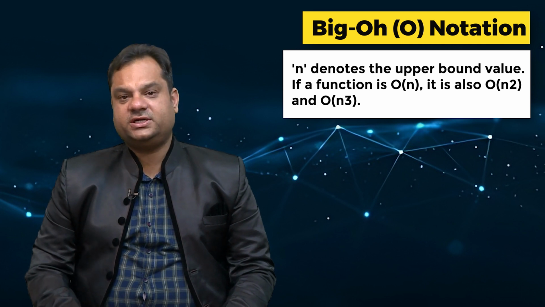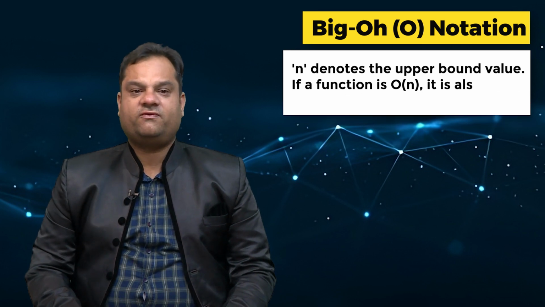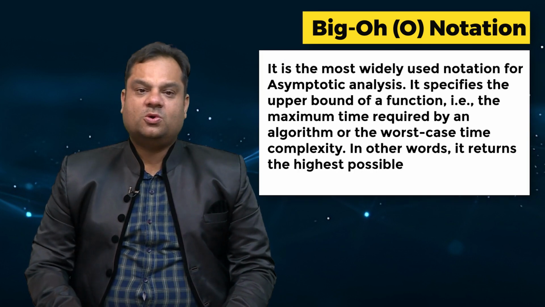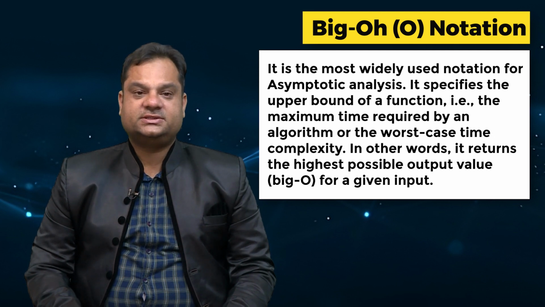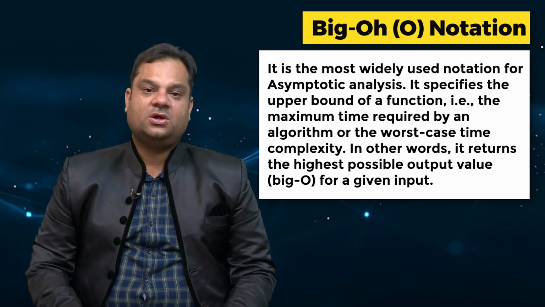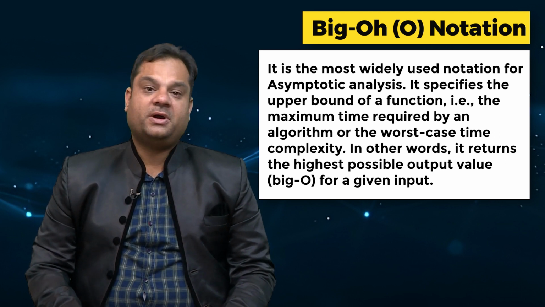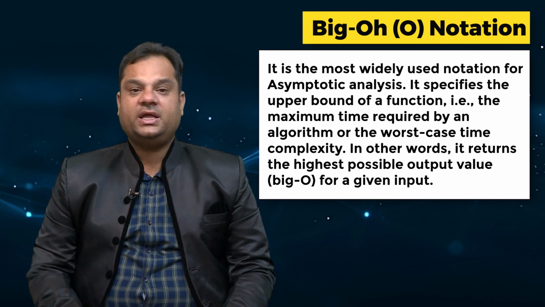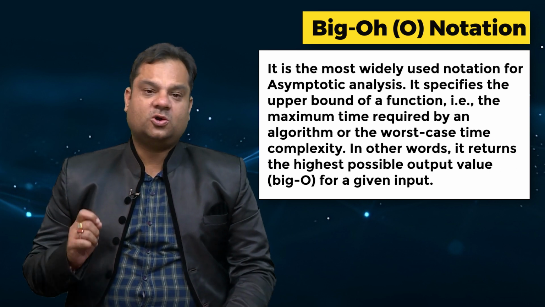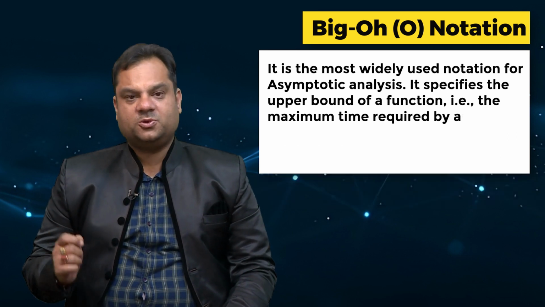If the function is O of n, it is also O of n square and O of n cube. It is the most widely used notation for asymptotic analysis. It specifies the upper bound of a function, the maximum time required by an algorithm, or the worst case time complexity. In other words, it returns the highest possible output value in a big O for a given input.